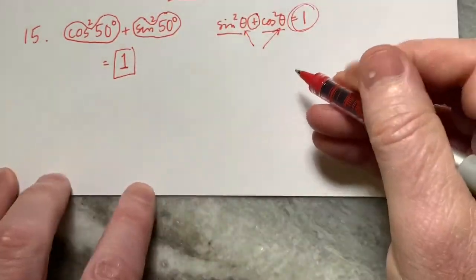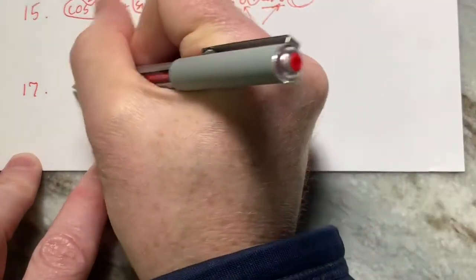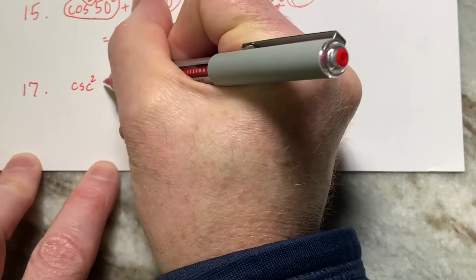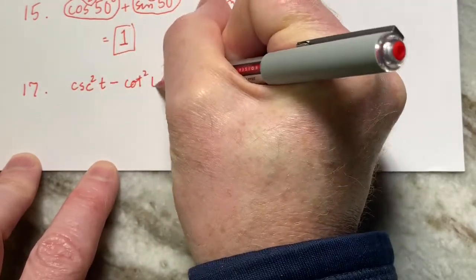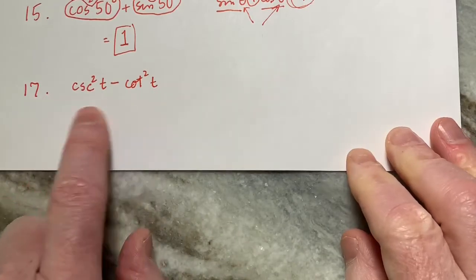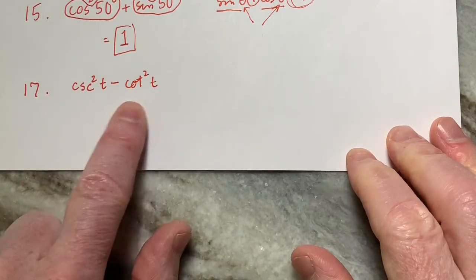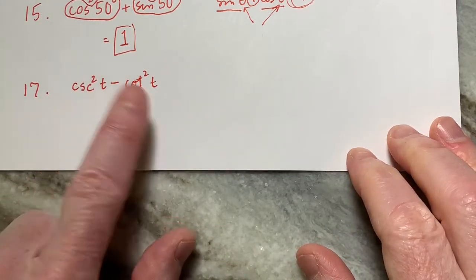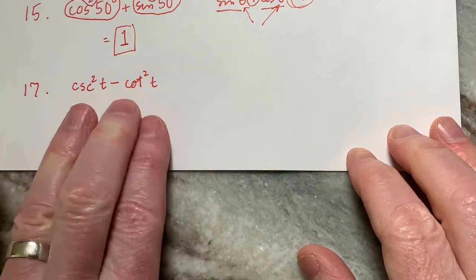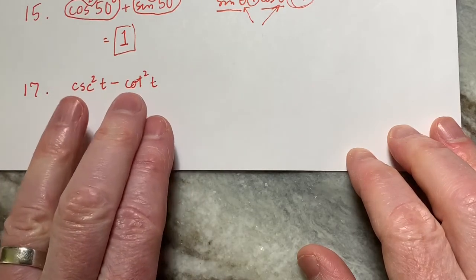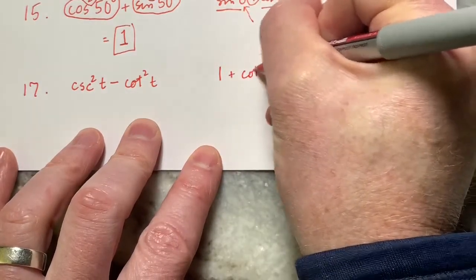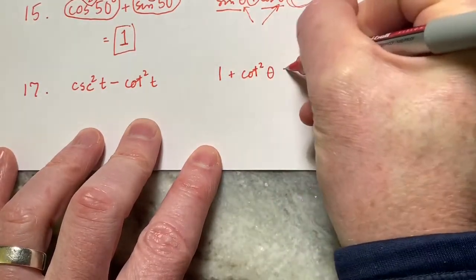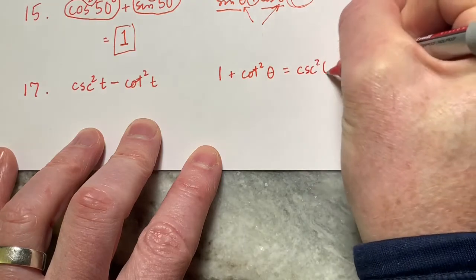All right? And then looking at number 17. Number 17 says cosecant squared of angle T minus cotangent squared of angle T. Well, that looks familiar to me. When I think about those squared values, they remind me of a Pythagorean identity. Which Pythagorean identity includes cotangents and cosecants? Well, it's the one I wrote up there earlier: 1 plus cotangent squared theta equals cosecant squared theta.